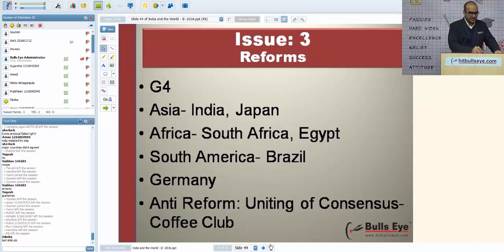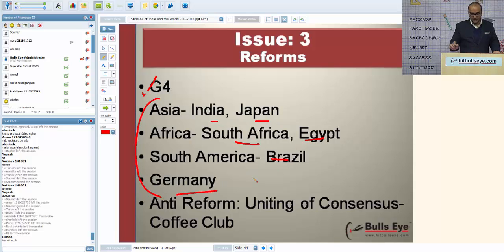Various issues that are related to United Nations reform is, first one is G4. This is a group of countries consisting of India, Japan, Germany and Brazil. These countries are working together to reform the UN Security Council. Some other major nations which are also working are these: South Africa, Egypt, India, Japan, Brazil as well as Germany. However, there is a group of countries who do not want to change the UN Security Council, right? And that has come to be famously known as Coffee Club.